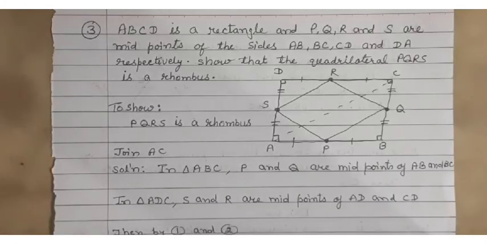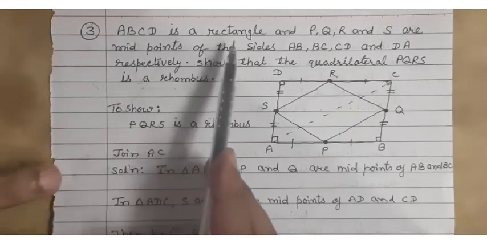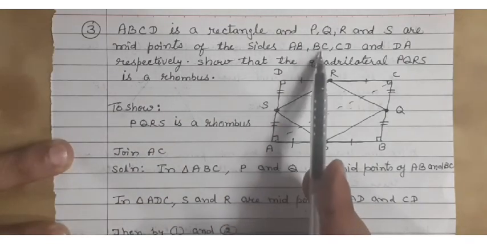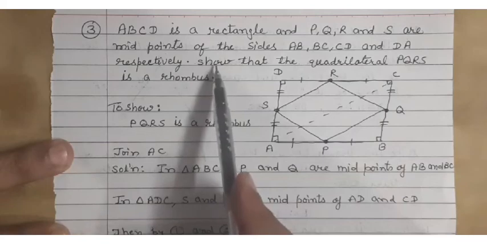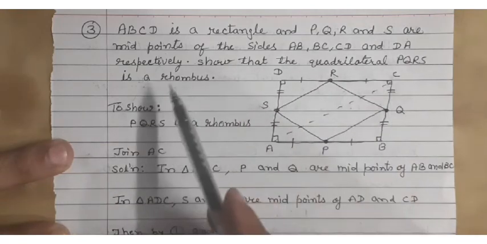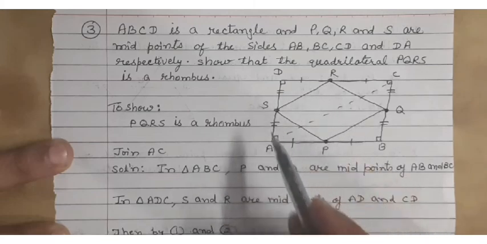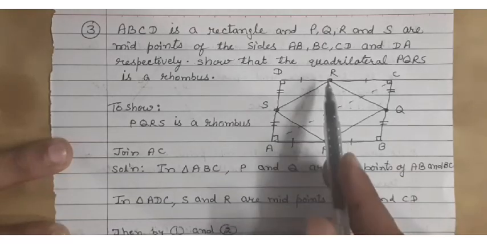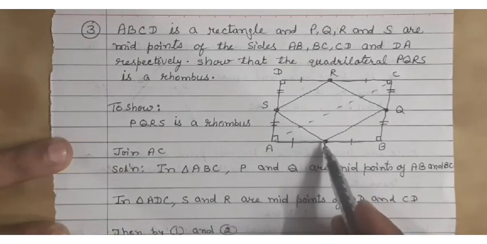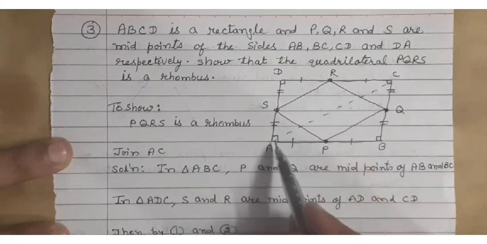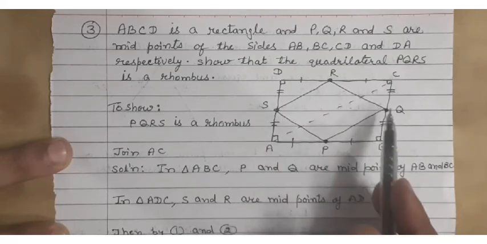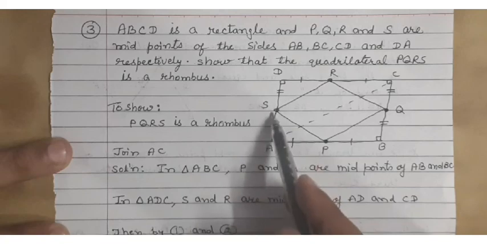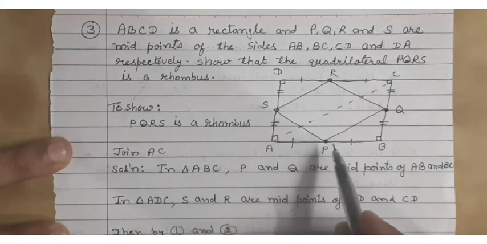Come on, question number 3. ABCD is a rectangle and P, Q, R, S are midpoints of sides AB, BC, CD and DA respectively. Show that quadrilateral PQRS is a rhombus. What is given? ABCD is a rectangle. In a rectangle opposite sides are equal. And these are the midpoints. Then AP equals PB, BQ equals QC, CR equals RD and DS equals SA. What you have to show?